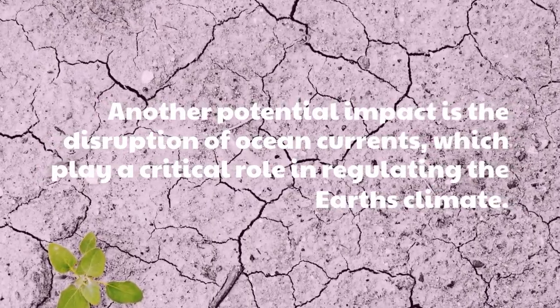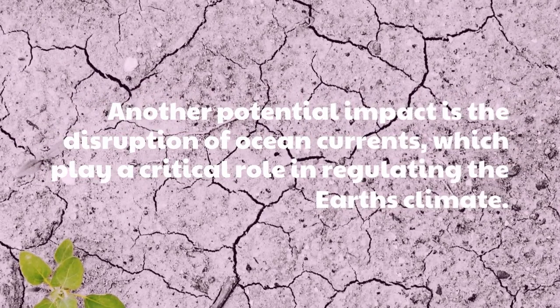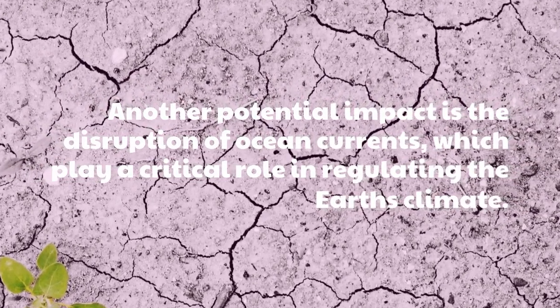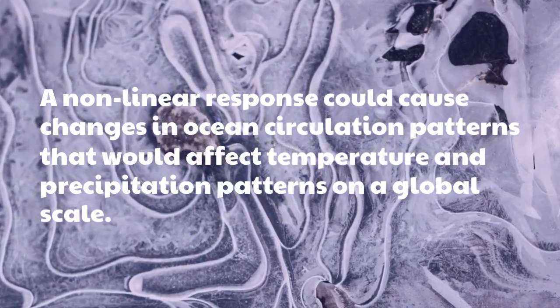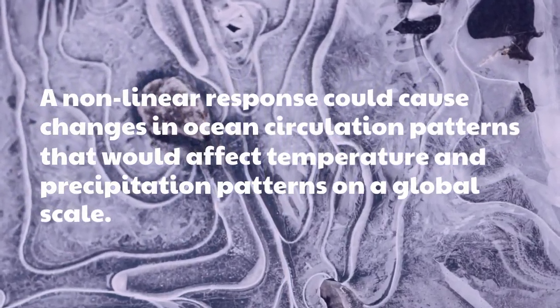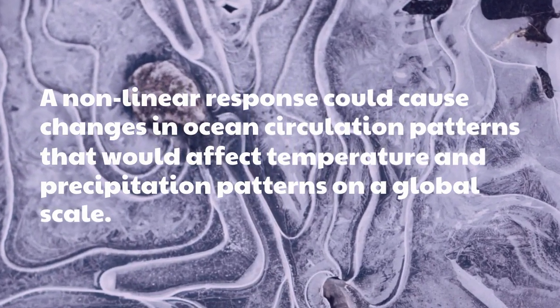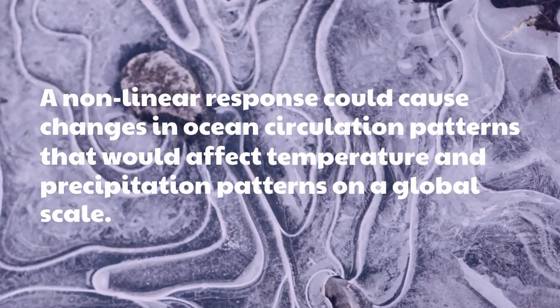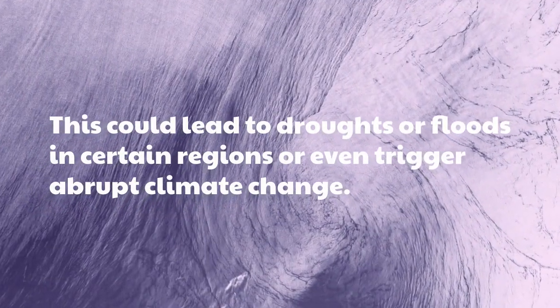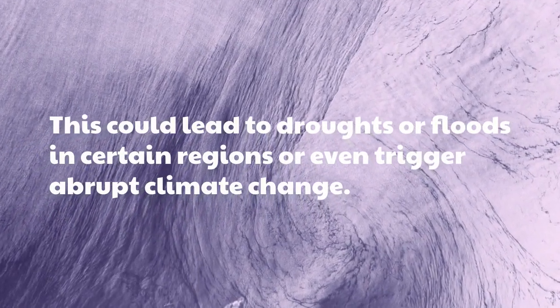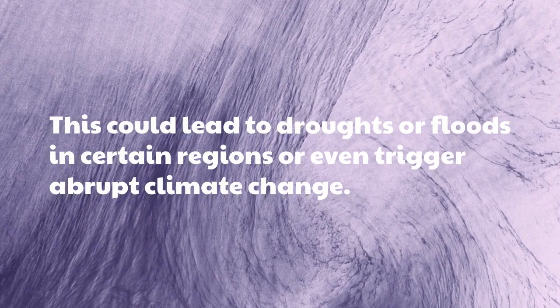Another potential impact is the disruption of ocean currents, which play a critical role in regulating the Earth's climate. A nonlinear response could cause changes in ocean circulation patterns that could affect temperature and precipitation patterns on a global scale. This could lead to droughts or floods in certain regions or even trigger abrupt climate change.